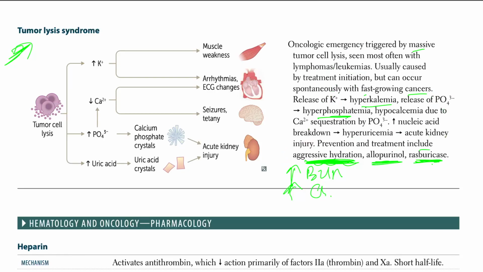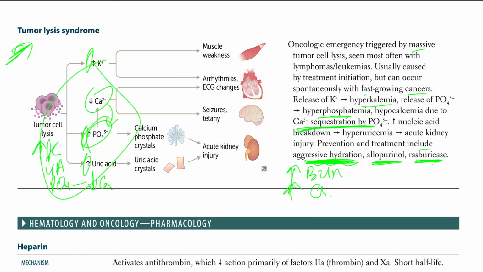So basically everything is increased except calcium, and you can just tell because of phosphate. When the phosphate is there, it's going to bind to calcium. Calcium sequestration by phosphate. Okay, in tumor lysis syndrome, everything is increased. Increased potassium, increase in uric acid levels, increase in phosphate, but that phosphate doesn't let the calcium increase, so decrease in calcium. So let's talk about now each one of them.